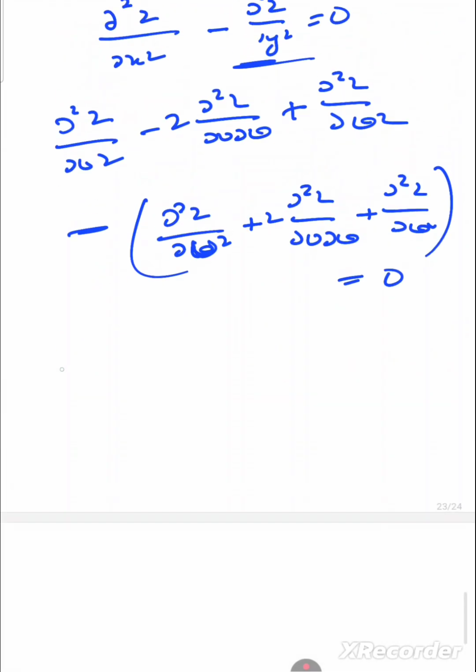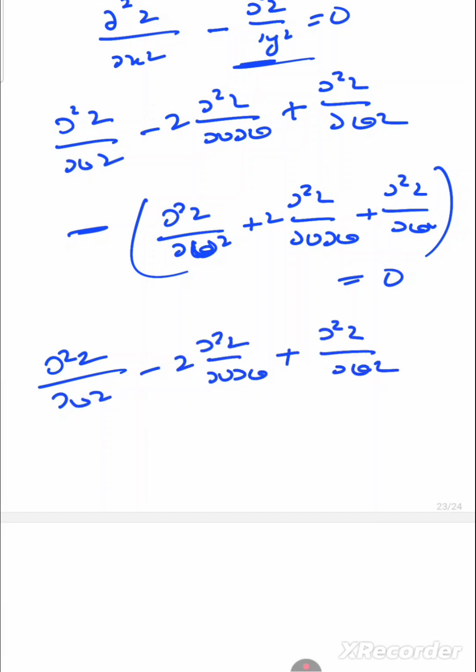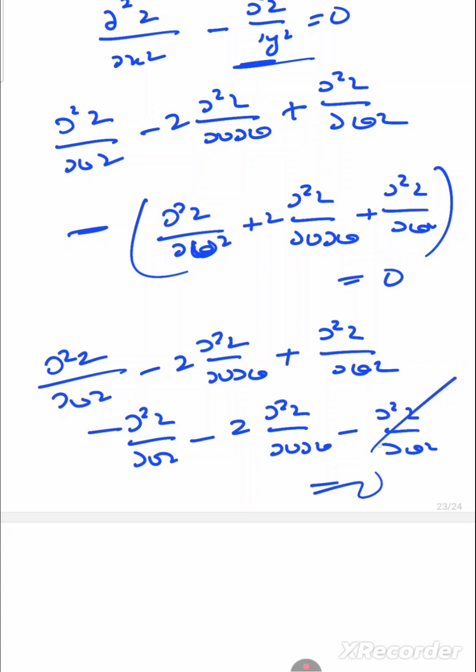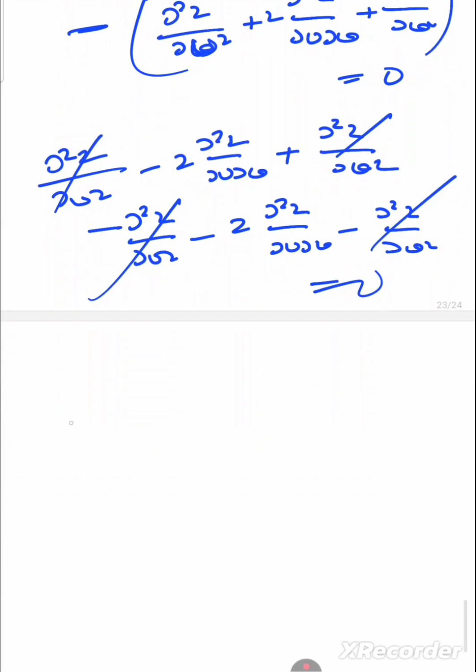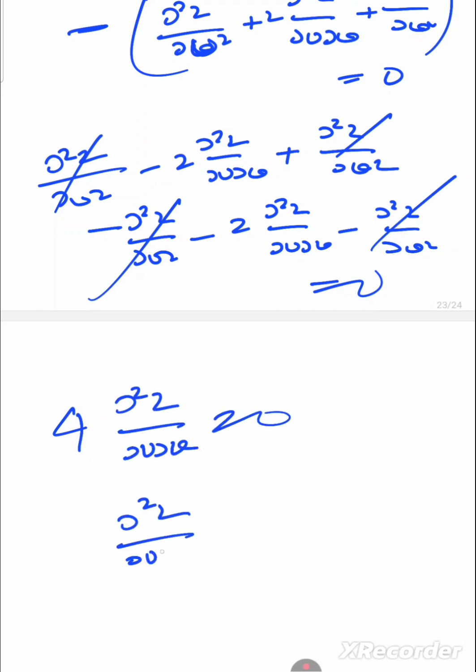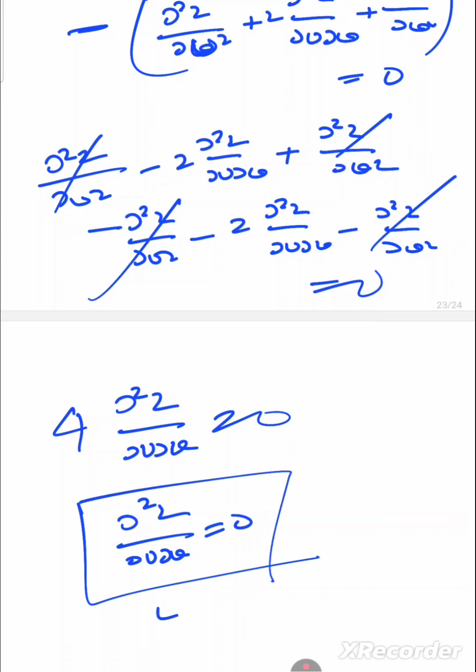Now solve it. You can see ∂²z/∂u² − 2∂²z/∂u∂v + ∂²z/∂v², and again minus ∂²z/∂u² minus 2∂²z/∂u∂v minus ∂²z/∂v². You can see now it is 4∂²z/∂u∂v equal to 0. So ∂²z/∂u∂v equals 0. This is the canonical form. I think you understand this question. Thank you.